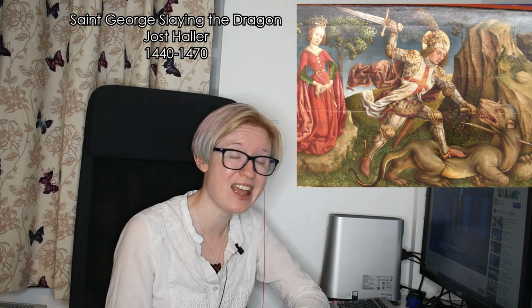Which means one of two things. Either, and this is honestly the one that I support, this dress is at least partially fantastical. Some artistic liberties were taken. It's not necessarily an exact depiction of what people were wearing because it's about St. George. It's an allegory. The other interpretation, which is equally plausible, is that Jost Haller was from Alsace.